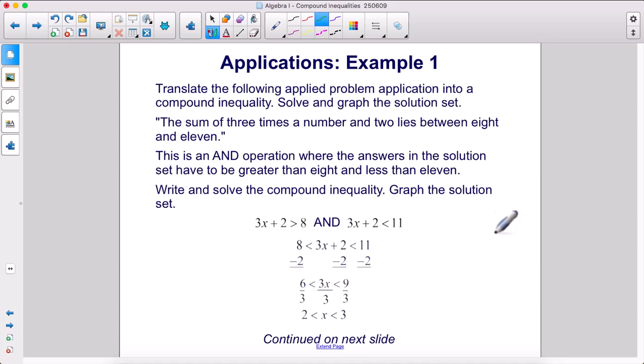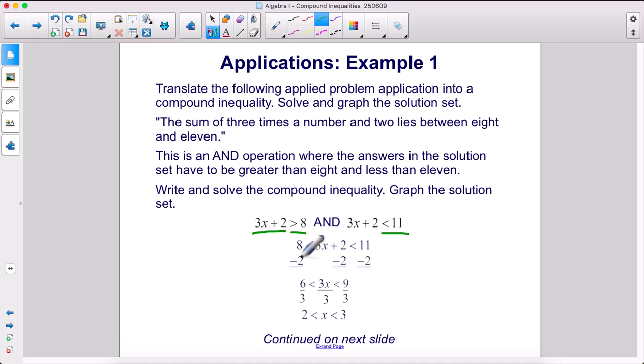Translate the following applied problem into a compound inequality. Solve and graph the solution set. The sum of 3 times a number and 2 lies between 8 and 11. This is an AND operation where the answers in the solution sets have to be greater than 8 and less than 11. Write and solve the compound inequality and graph the solution set. So 3x plus 2 must be greater than 8 and less than 11. So we can combine them into one compound inequality and solve for x.